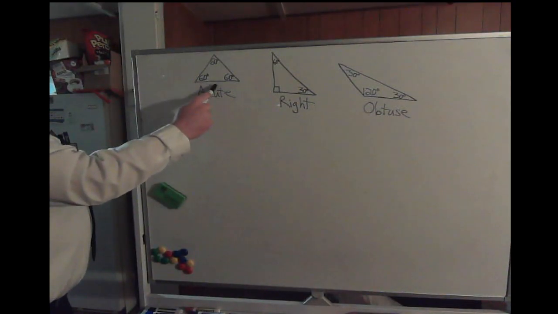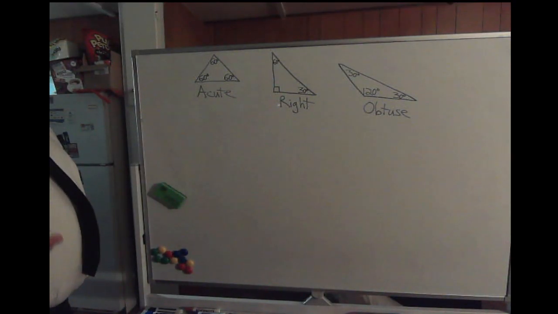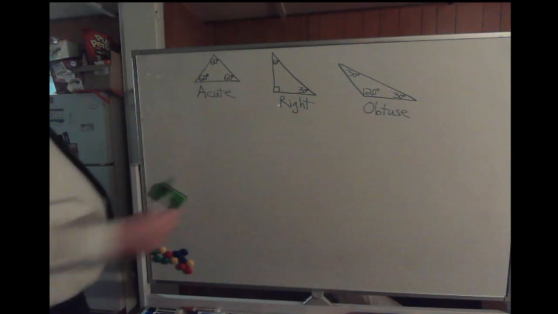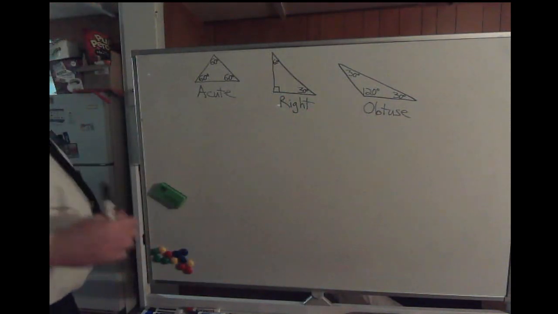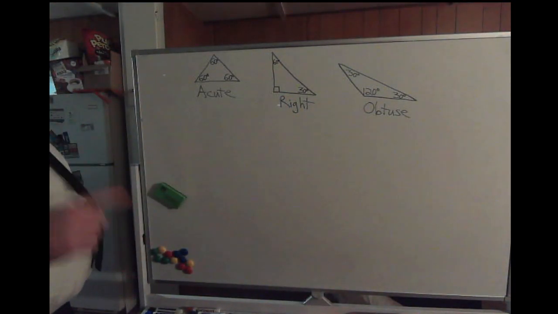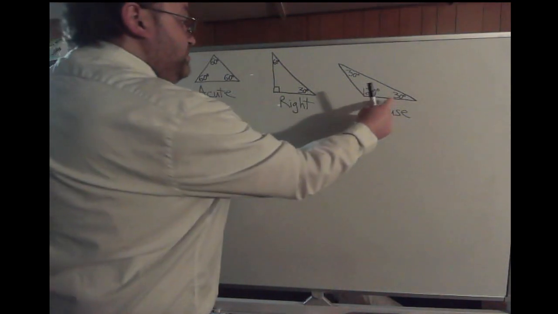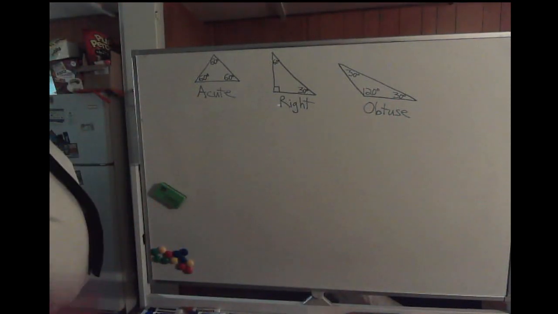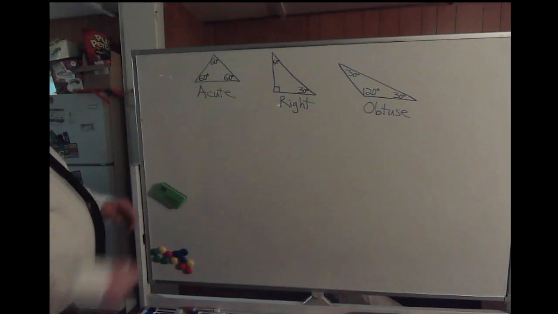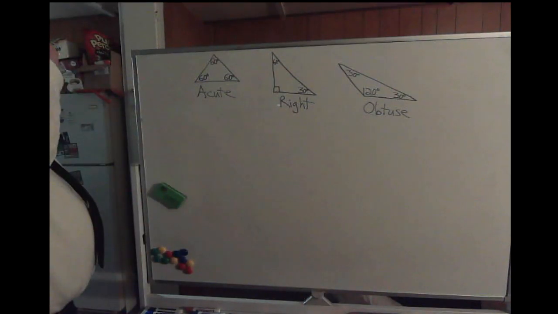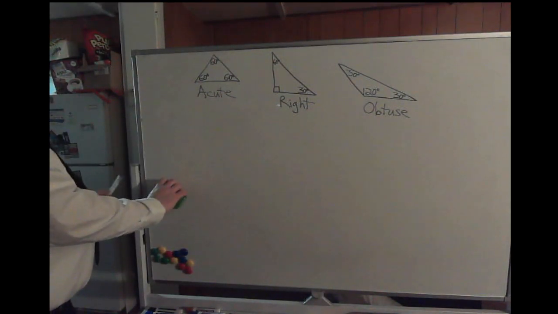So you have acute, which means all three angles are acute angles. A right triangle, which means you have only one right angle. An obtuse triangle, which means you have only one obtuse angle. So that's how you classify triangles based on angle.